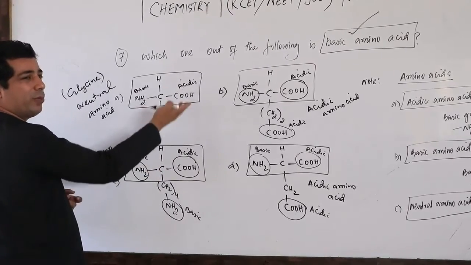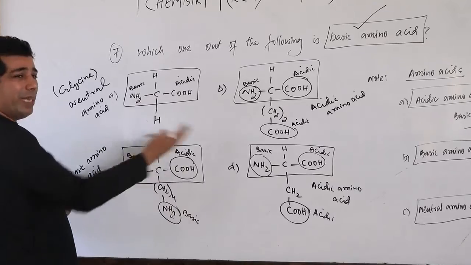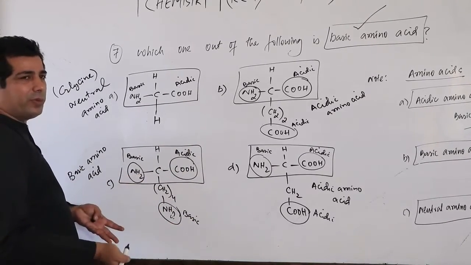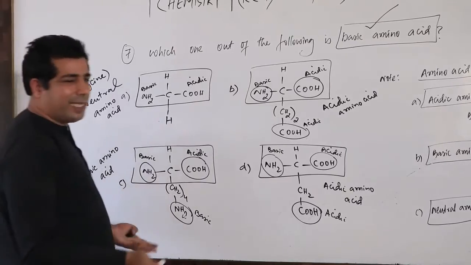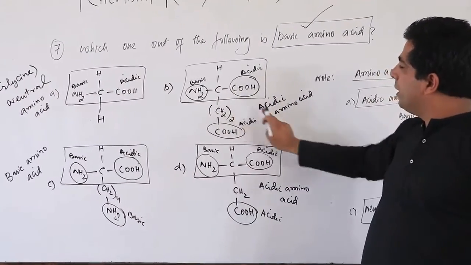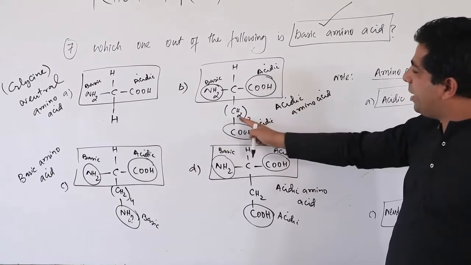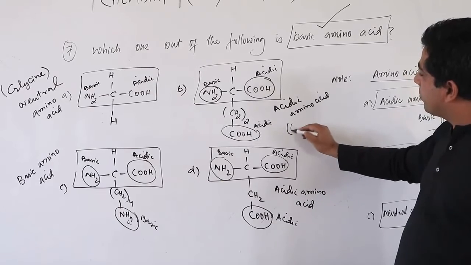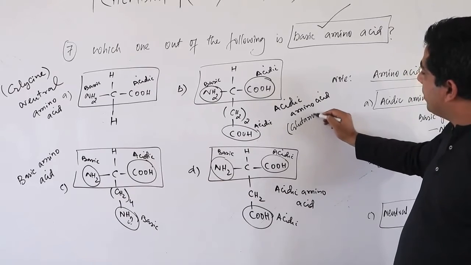If acidic groups are more, acidic amino acid. If basic groups are more, basic amino acid. If acidic group is equal to basic group, then neutral amino acid. That's it. But if you look at this one, B option, it's your acidic amino acid. If you look at the side chain, it's CH2 2 times and COOH. This is basically your glutamic acid.